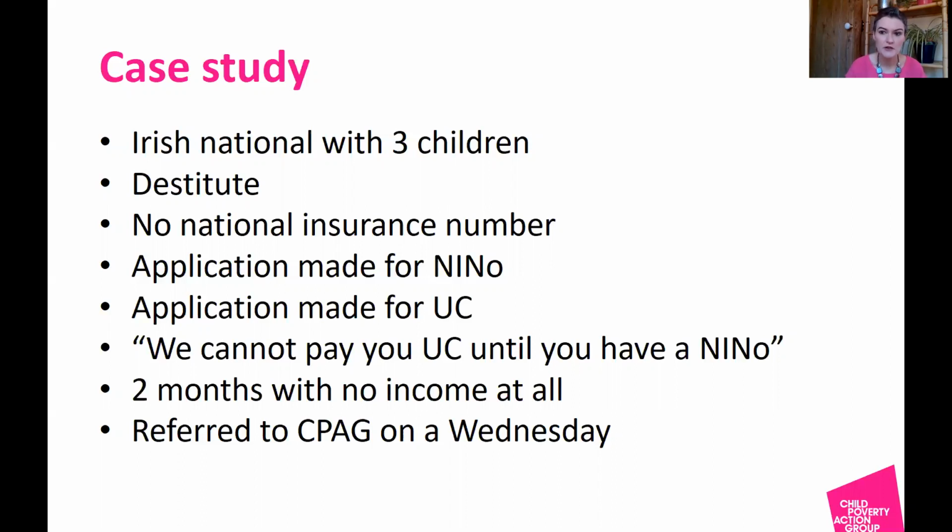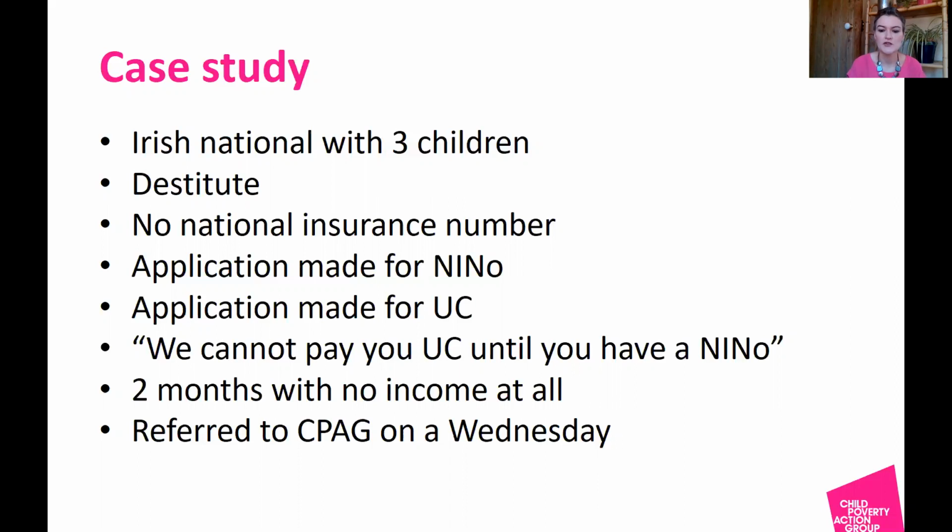She had made an application for a national insurance number through the national insurance number claim line sometime previously, and was waiting for that national insurance number to be issued. She had provided all the information that they needed in order to issue a national insurance number, but one had not yet been provided to her. She made an application for universal credit. Universal credit said, we acknowledge that you are eligible for universal credit. You have a right to reside, you meet all of the criteria. However, we cannot pay you the money that you're eligible for until you have a national insurance number. So at the point she came to us, she'd had 2 months with no income at all.